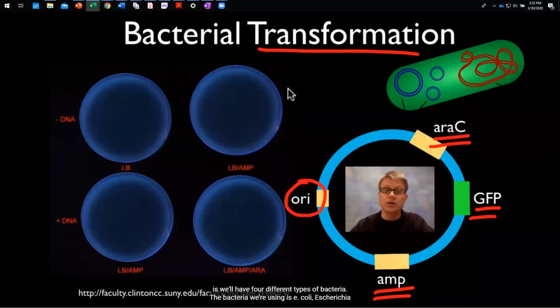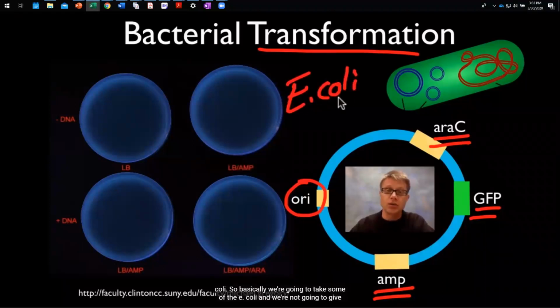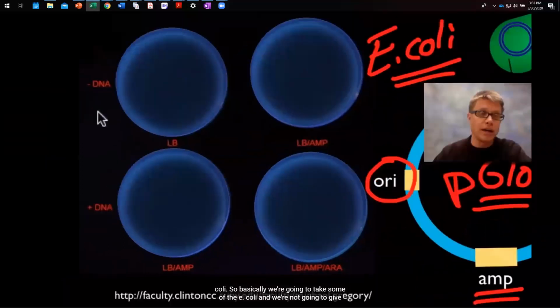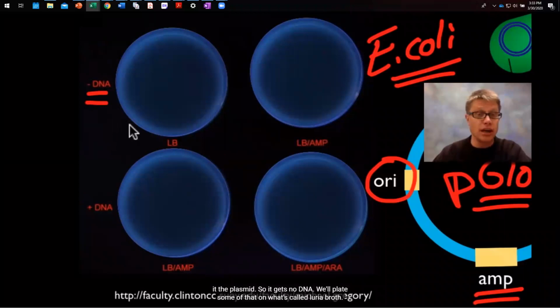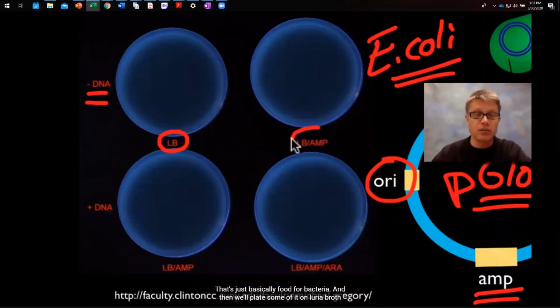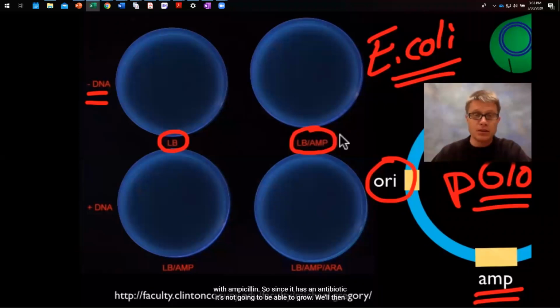The bacteria we're using is E. coli, Escherichia coli. So basically we're going to take some of the E. coli, and we're not going to give it the plasmid, so it gets no DNA. We'll plate some of that on what's called Luria broth. That's just basically food for bacteria. And then we'll plate some of it on Luria broth with ampicillin. Since it has an antibiotic, it's not going to be able to grow.